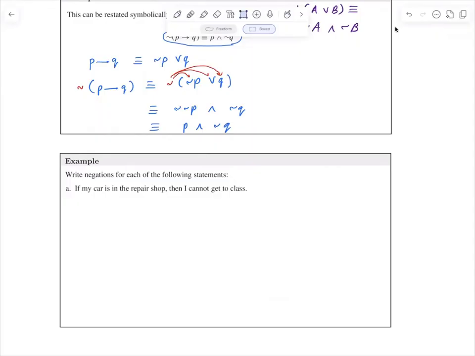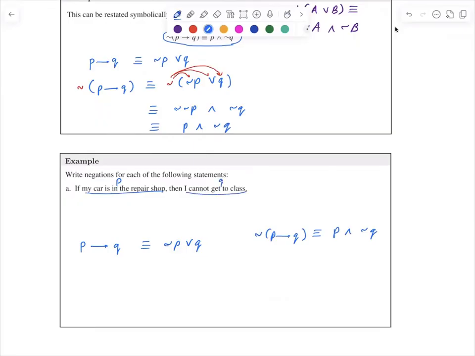So in order to write down the negation of this statement, we're going to use what we learned so far. We know that P, then Q, is equivalent to not P or Q. And we also learned that the negation of P, then Q, is equivalent to P and not Q. All you need to do is to identify the hypothesis and the conclusion. So if my car is in the repair shop, my car is in the repair shop is going to be your P, then I cannot get to class.